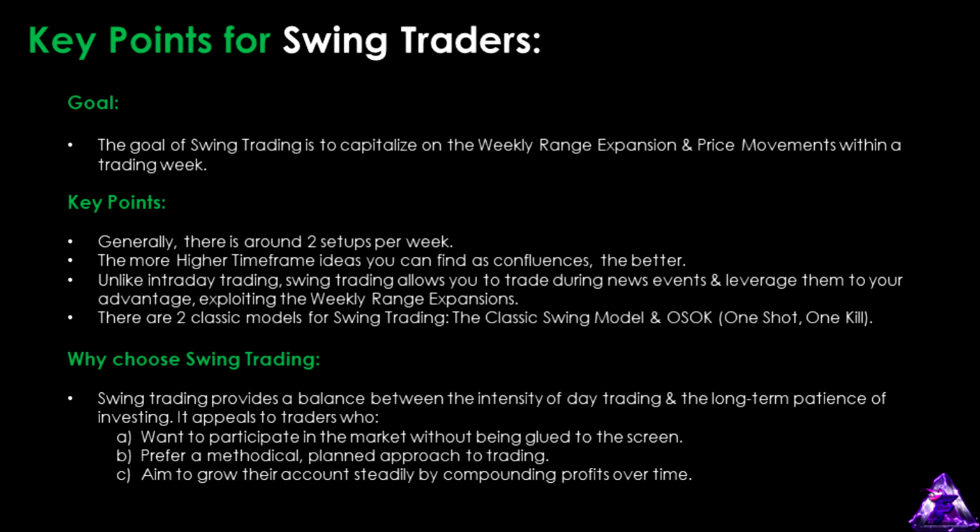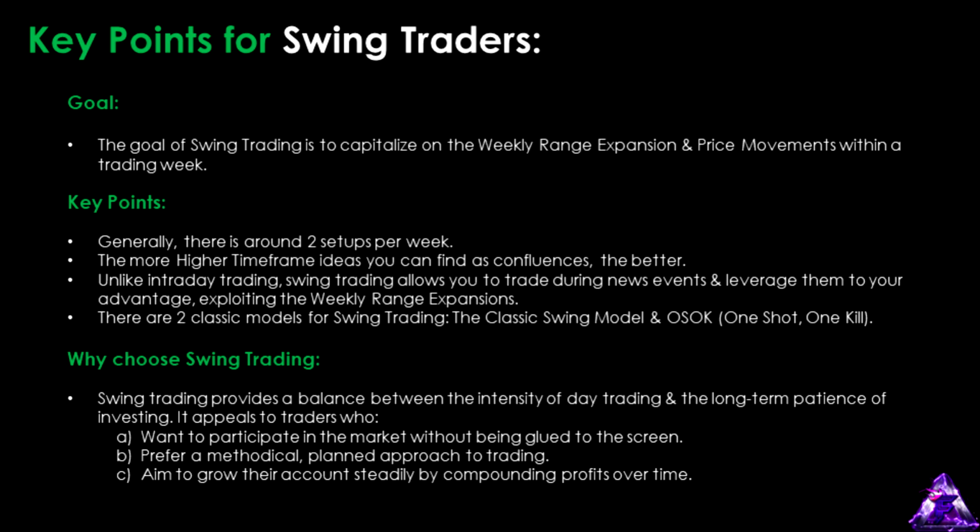Now that we've discussed the key characteristics of swing trading, let's talk about the two different models or approaches. There are two main approaches to swing trading: the classic swing model and the one-shot, one-kill model. The classic swing model focuses on capturing monthly range expansions, making it a long-term approach that offers only a few setups per month, typically around 2 to 3.